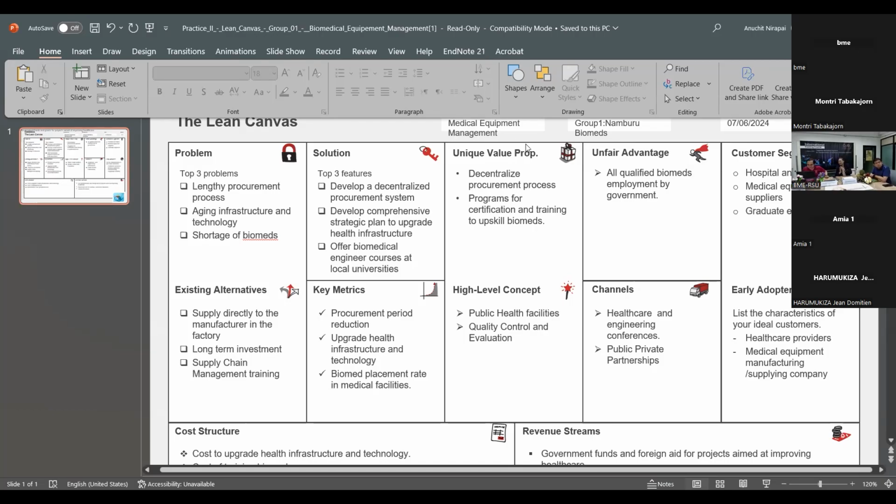Right now we already have 3 groups that have presented on the Lean Canvas. So the next, the 4th one, who's going to be the 4th one?